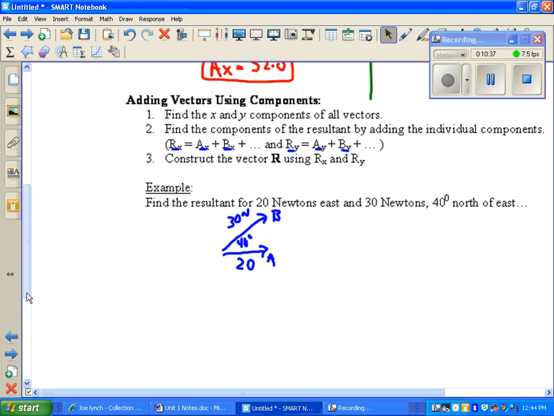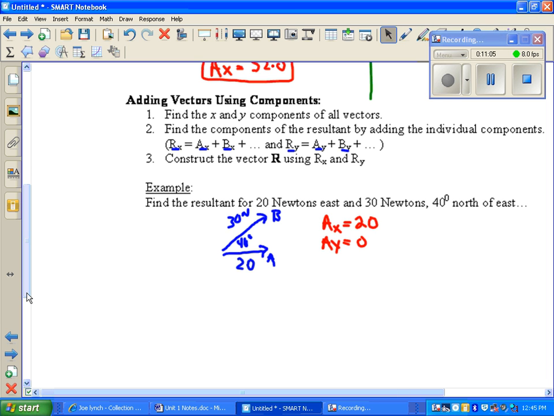Okay, so the first step is to find the components of all the vectors. See how A is going straight to the right, so it's all in the x direction. So AX is going to be 20, and AY is going to be 0, because all 20 of A is in the x direction and none of it is in the y direction. AX is going to be positive because it's going to the right.